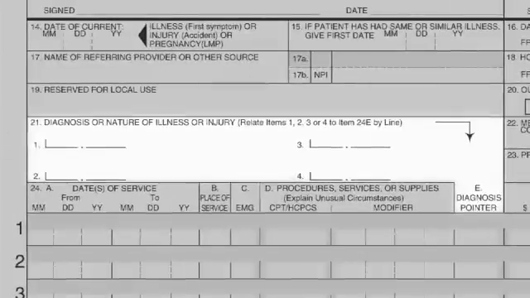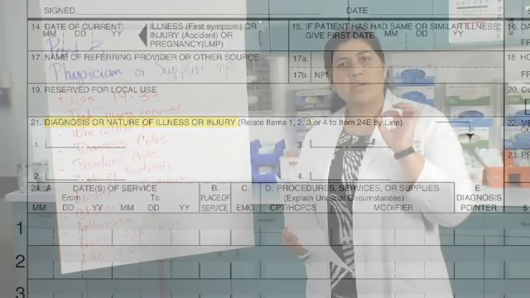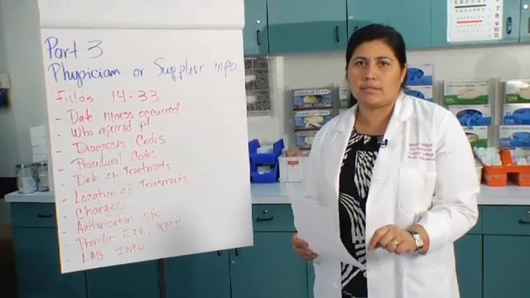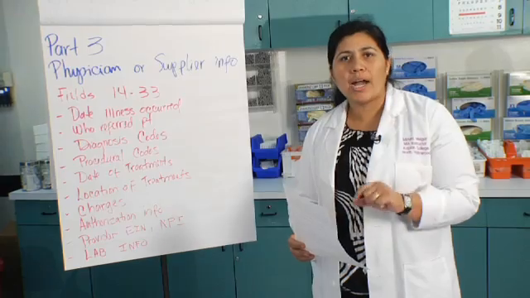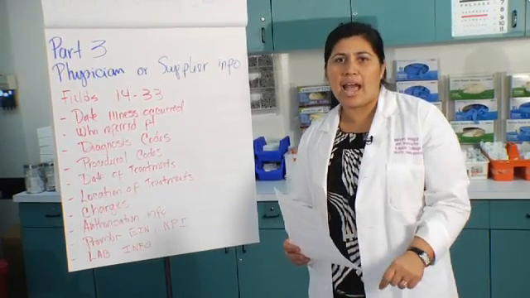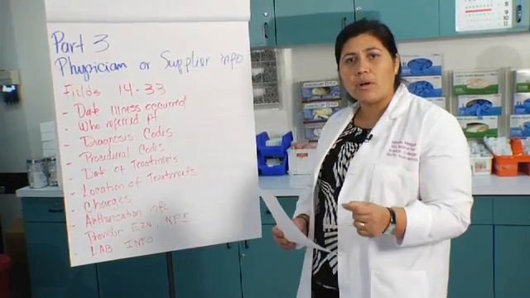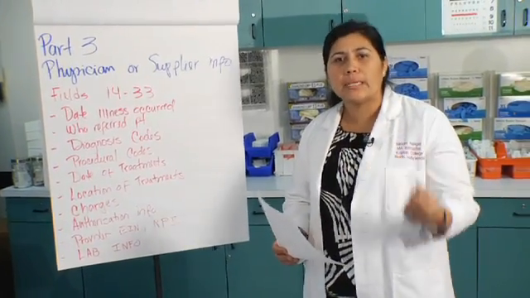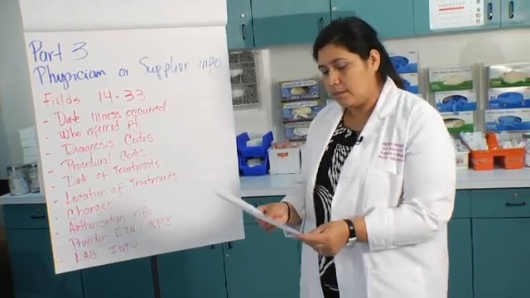Field 21, it's about the diagnosis codes or the nature of the illness. So this is where we tell the insurance what the patient came in for. What illness do they have? What is the final diagnosis? This is important. It's the reason why we're billing. So we need to make sure we tell them so they understand.